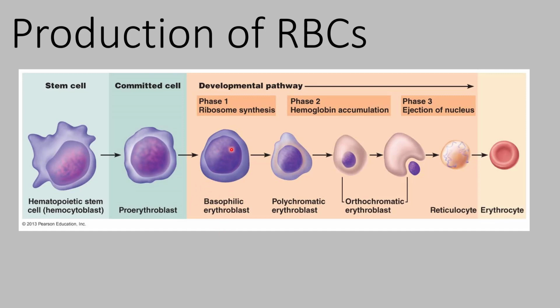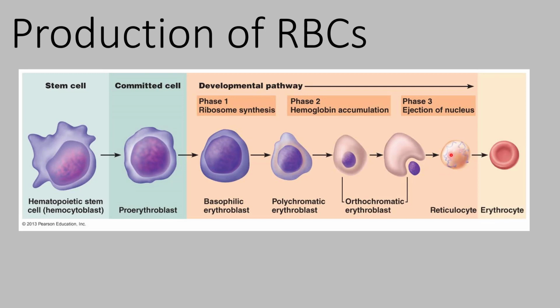We go through some more changes. Polychromatic erythroblast. We're making more and more and more hemoglobin. Next, we become an orthochromatic erythroblast, making even more hemoglobin until eventually we're packed pretty full of hemoglobin. We kick out the nucleus and the other organelles. We become something called a reticulocyte.